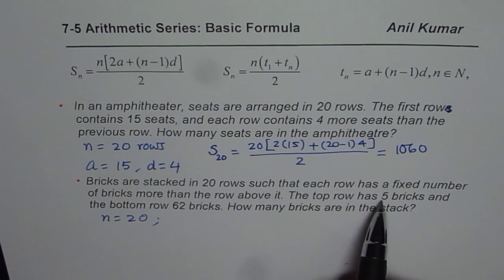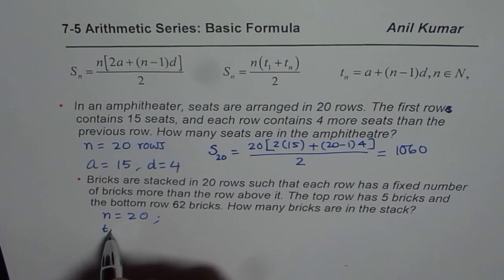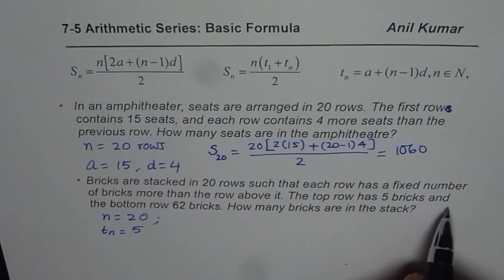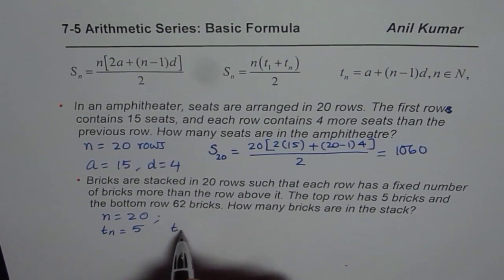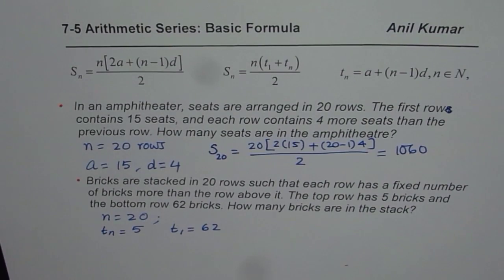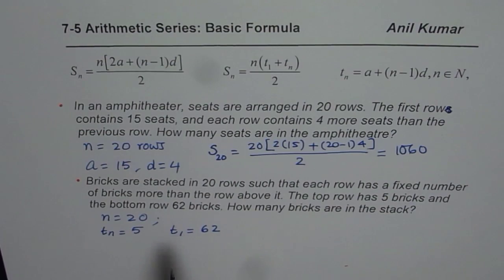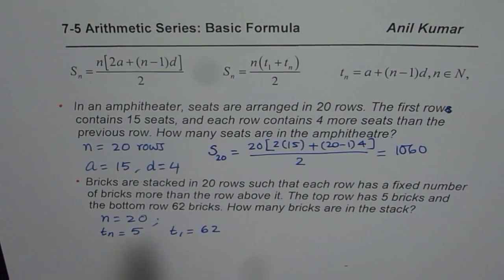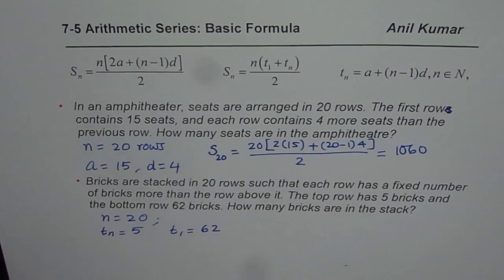The top row has 5 bricks, so T of n equals 5. And the bottom row is 62 bricks, T of 1 is 62. Do you understand? Well, I could have placed T1 here, Tn there. Either way, okay. Strictly I should have written T1 as 5 and Tn as 62. Reason is bricks more than the row above it, right? So we are going up by a fixed number. But either way, you understand, it could be either way. Now, since we know n, T1 and Tn, the formula to be used will be the second one.